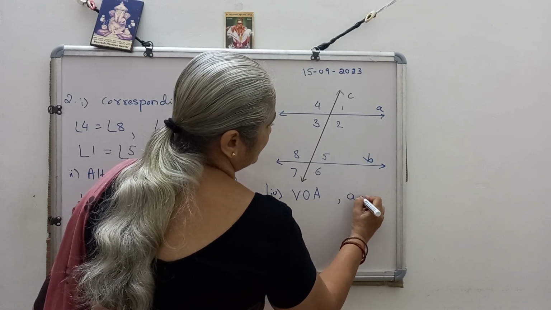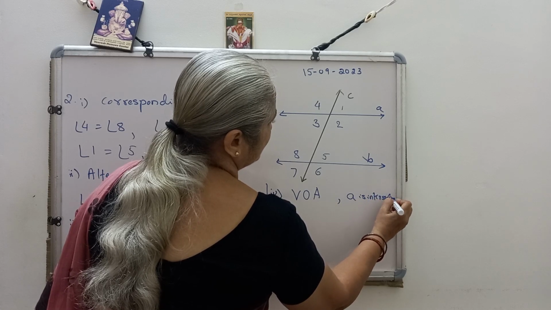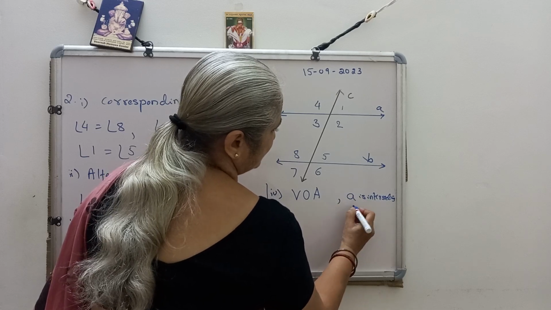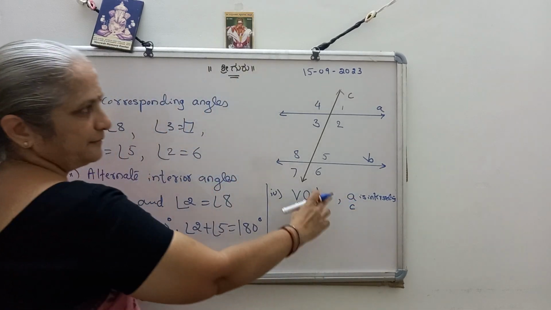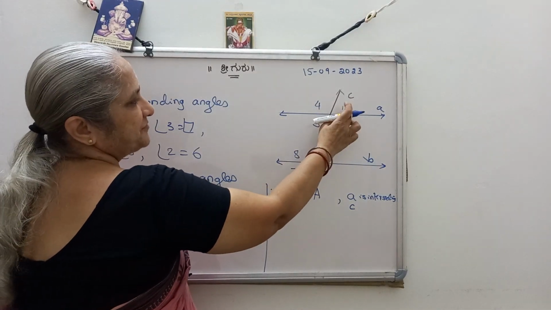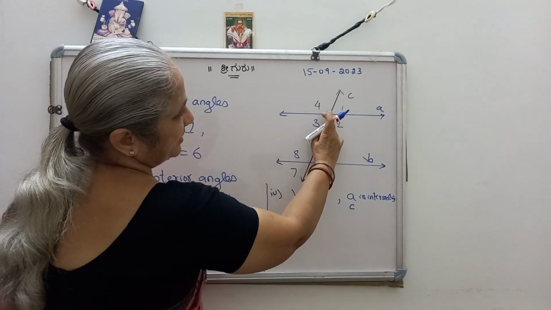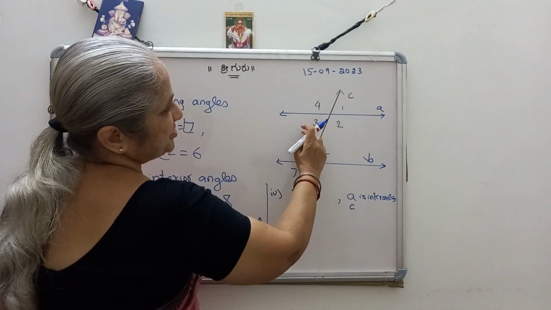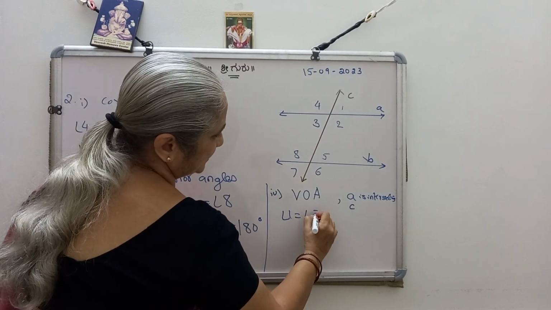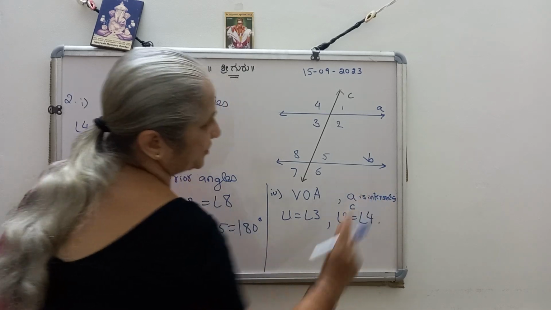Line A is intersecting line C. These are the lines A and C intersecting at this point, and the angles formed are 1, 2, 3, 4. Vertically opposite means opposite at the vertex. Opposite to that vertex are 1 and 3. Angle 1 is equal to angle 3, angle 2 is equal to angle 4.